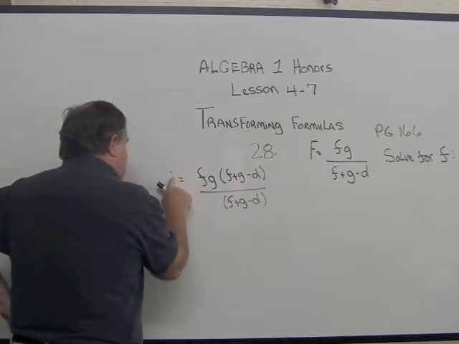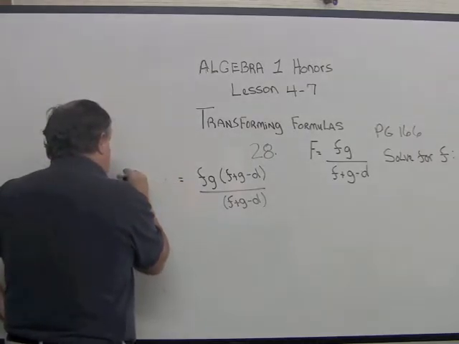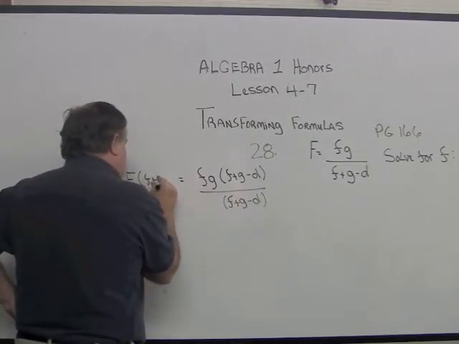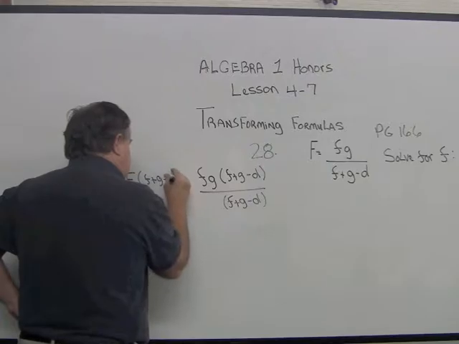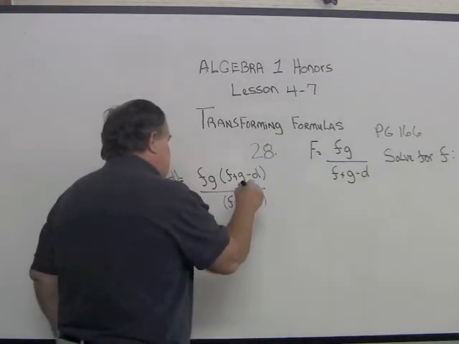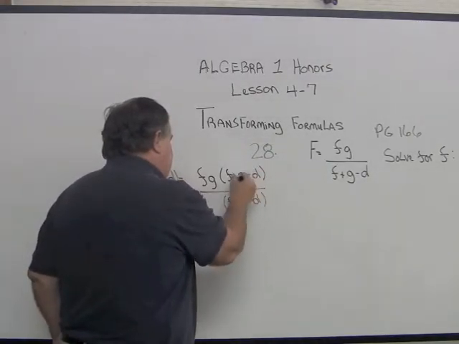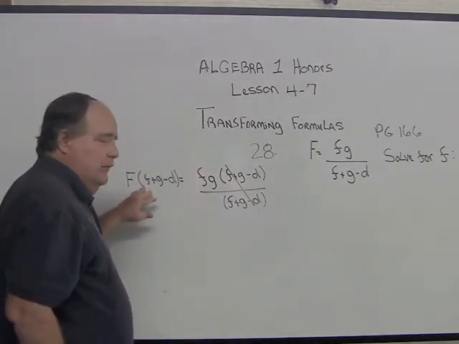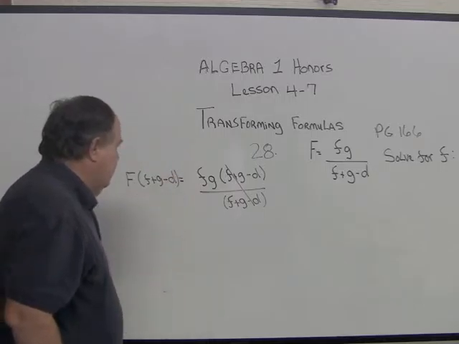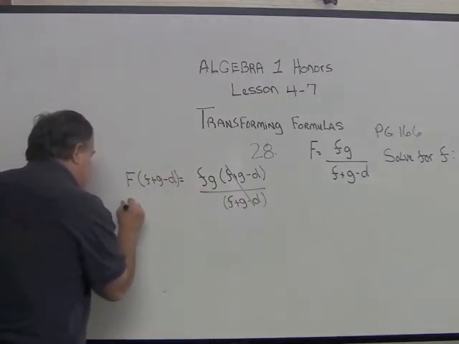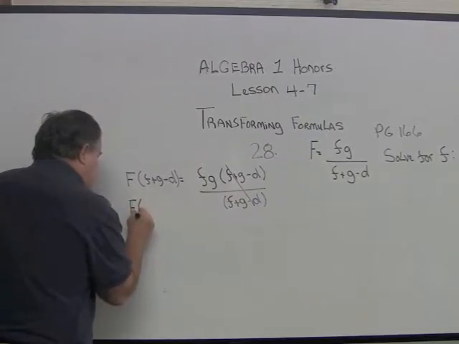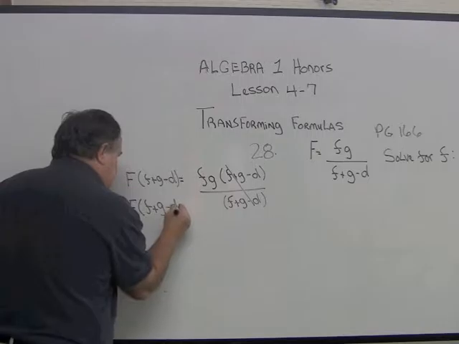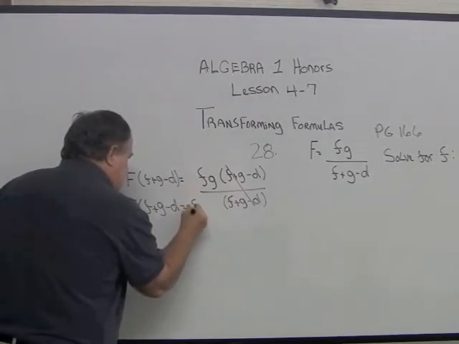So I'm going to move my F over a little bit, and I'm going to write F times (F plus G minus D). Whatever I do to one side, I multiplied by the denominator here, and it canceled out. I had to do the same over here. So now I'm going to rewrite my equation: big F times (little f plus g minus little d) equals, on this side, fg.